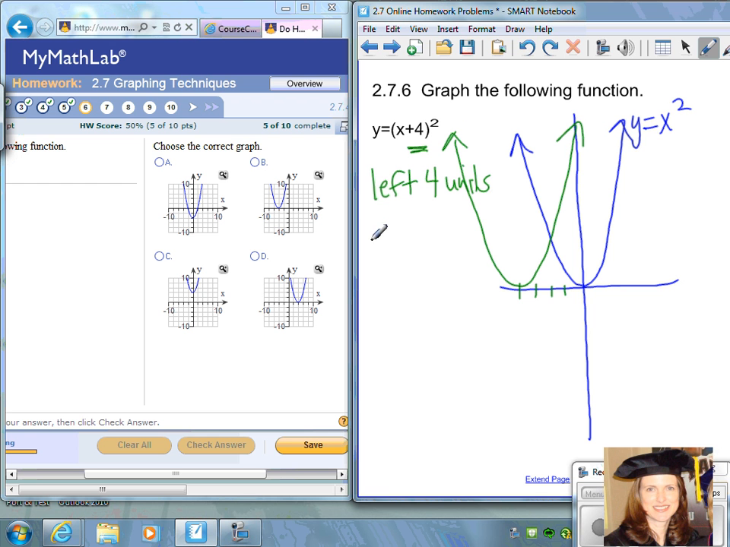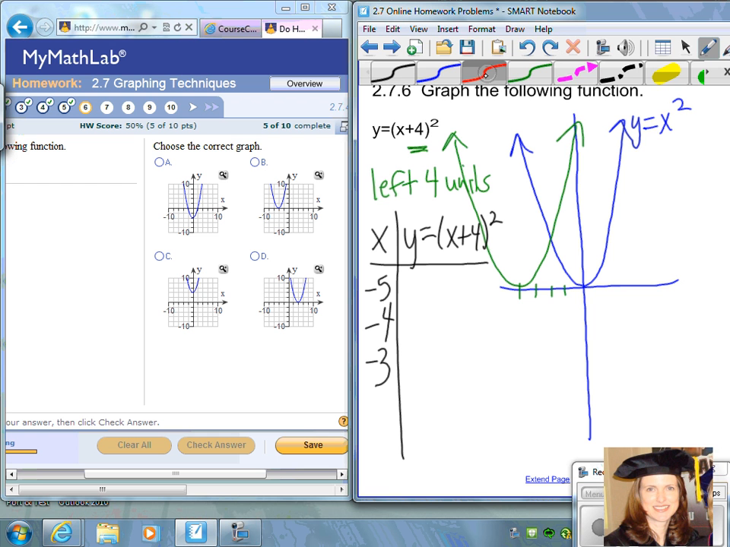And in terms of a table of values, we can make a table of x and y, where y is x plus 4 quantity squared. You want to choose the right points so that you get the U shape of the graph. I usually pick a point a little bit to the left and a little bit to the right of that vertex. So I would choose the points -5, -4, and -3.